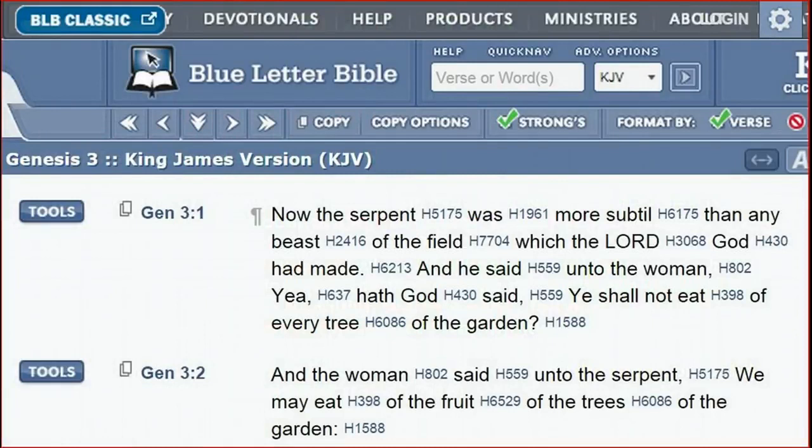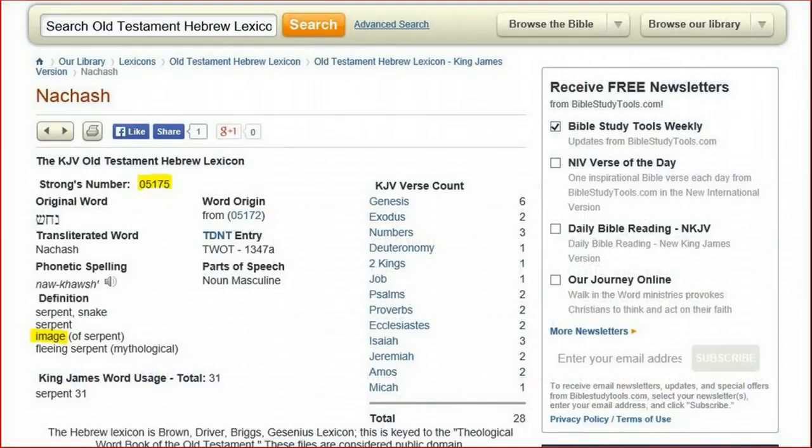So Genesis 3 verse 1 in the King James translation says, "Now the serpent was more subtle than any beast of the field which the Lord God had made. And he said unto the woman, Yea, hath God said, You shall not eat of every tree of the garden." So the first Hebrew word in this verse was translated as serpent, number 5175, but it also means image.